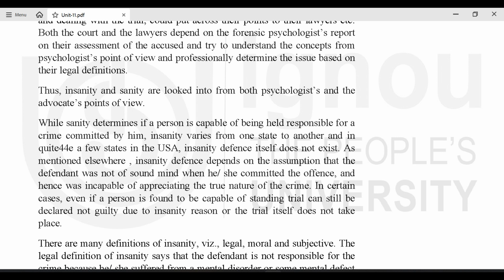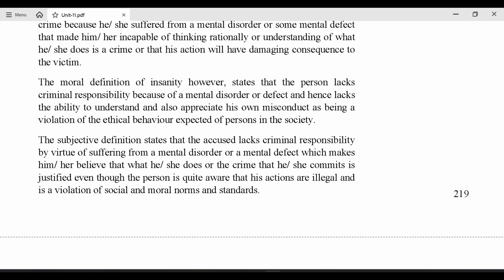There are many definitions of insanity, viz., legal, moral and subjective. The legal definition of insanity says that the defendant is not responsible for the crime because he/she suffered from a mental disorder or some mental defect that made him/her incapable of thinking rationally or understanding that what he/she does is a crime, or that his action will have damaging consequences to the victim.